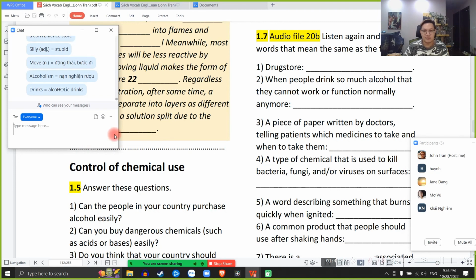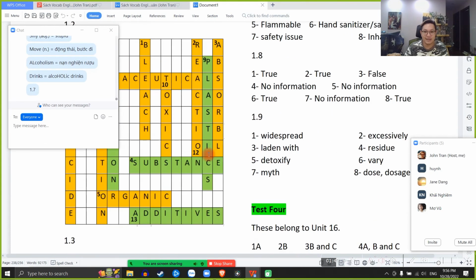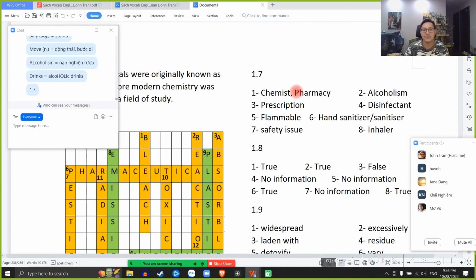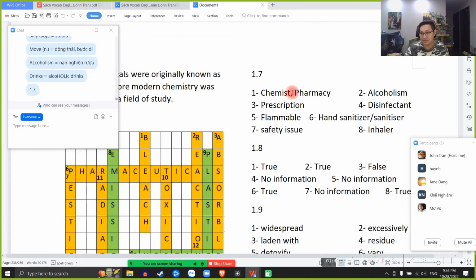Alright, let's do 1.7. What is the meaning of drugstore? Which word means the same as drugstore? Pharmacy. Yes, we have pharmacy or we have chemist. Chemist, pharmacy. Remember I told something about chemist, right? Yep. The story, yeah. Mình có kể chuyện ở chữ chemist, right?